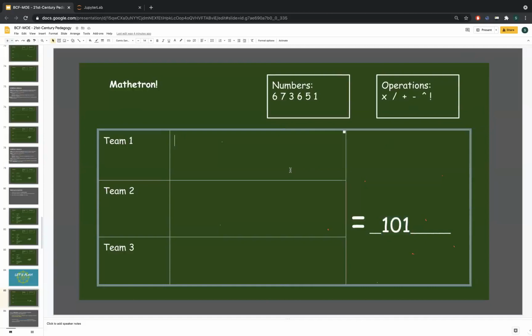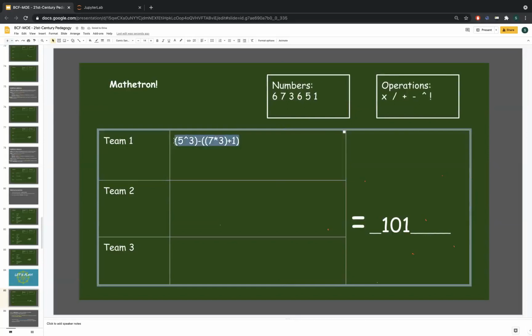Okay. First one is bracket 5 exponent 3, bracket close. Minus double bracket 7 times 3, bracket, plus 1. Okay, let's see what we got.